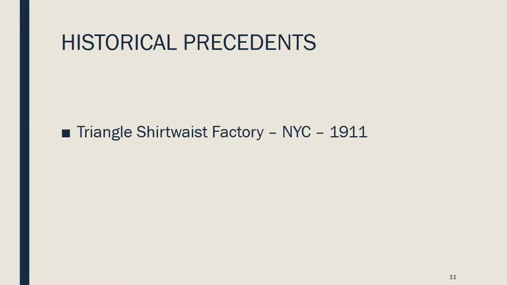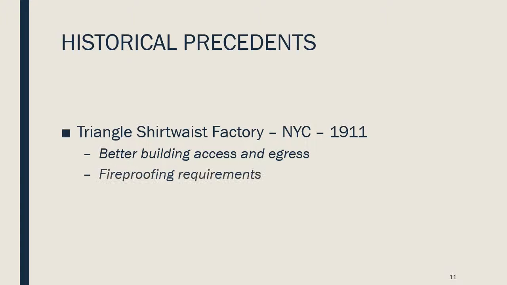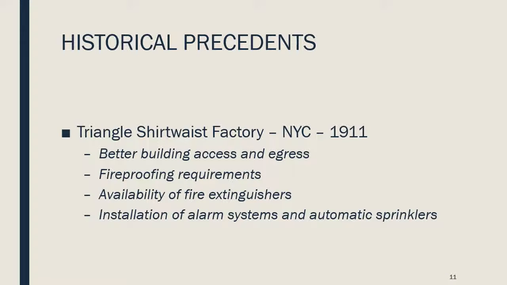The Triangle Shirtwaist Factory fire of 1911 was the deadliest industrial fire in New York's history, where 146 people died. It led to better building access and egress, access for firefighters to get into the building. It led to fireproofing requirements, the availability of and requirement of fire extinguishers, and the installation of alarm systems and automatic sprinklers.